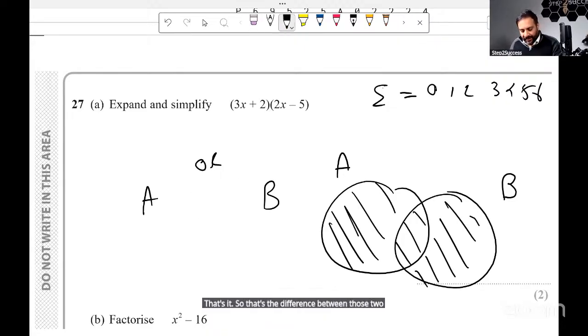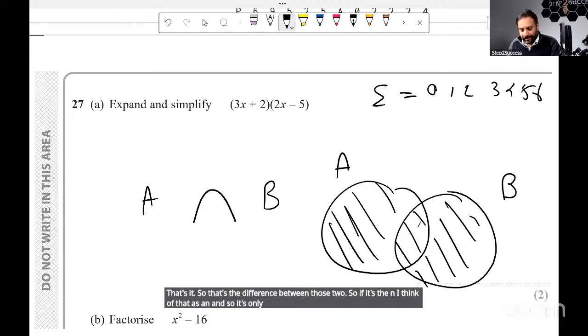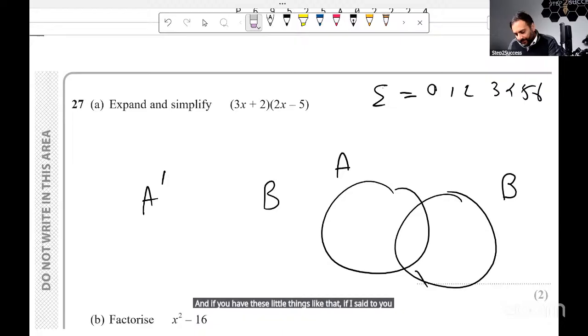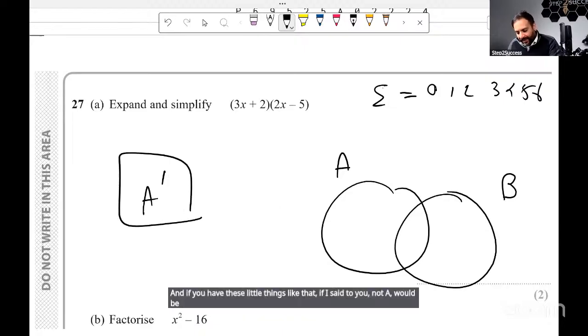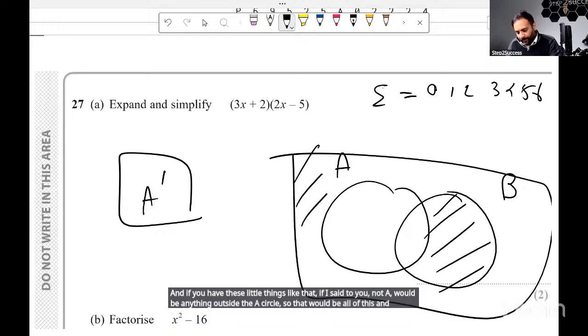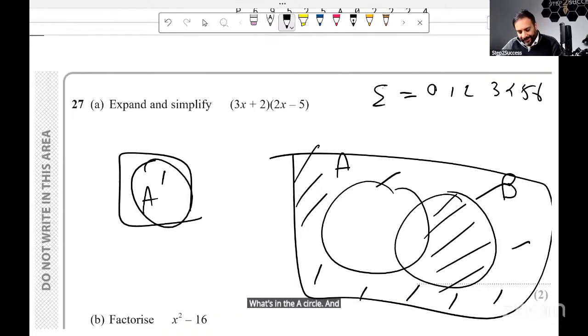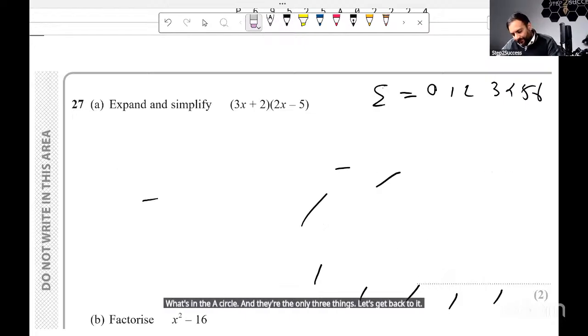So if it's the N, I think of that as an and, so it's only both of them, so the bit in the middle. And if you have these little things like that, if I said to you not A, that would be anything outside the A circle, so that would be all of this. And if there's more numbers, then all of the numbers outside here as well. So that just means not what's in the A circle. And they're the only three things. Let's get back to it. We'll see some other ones.